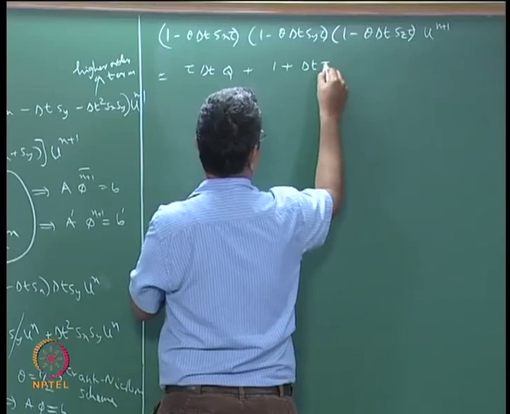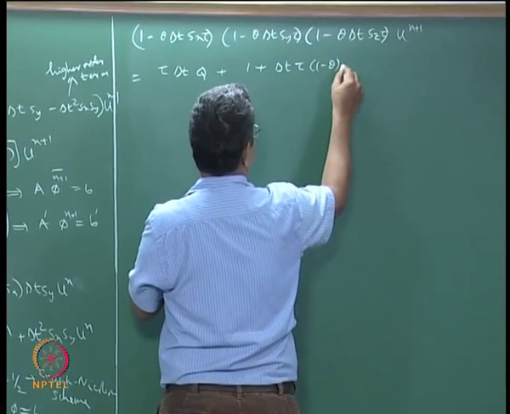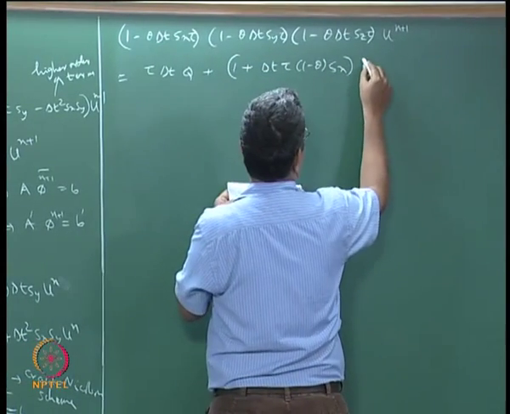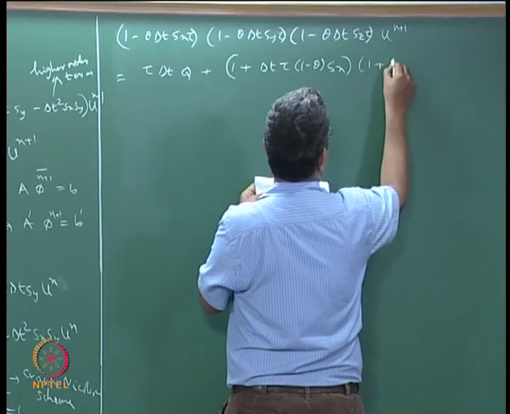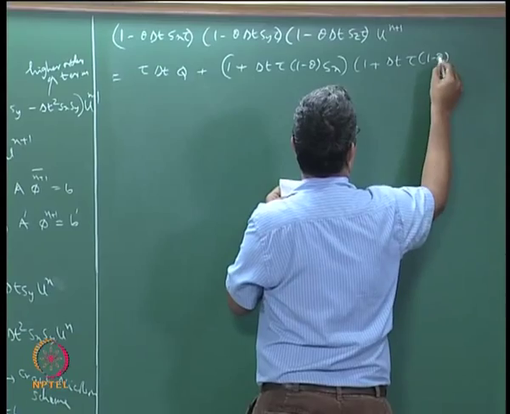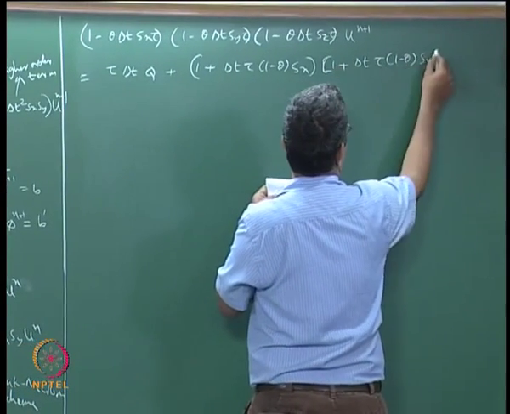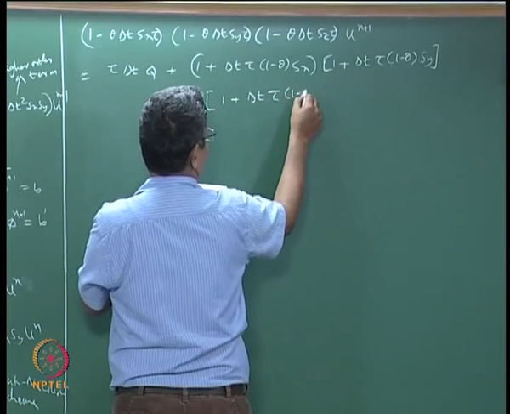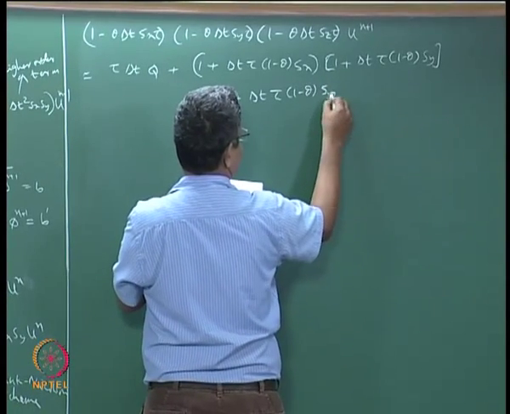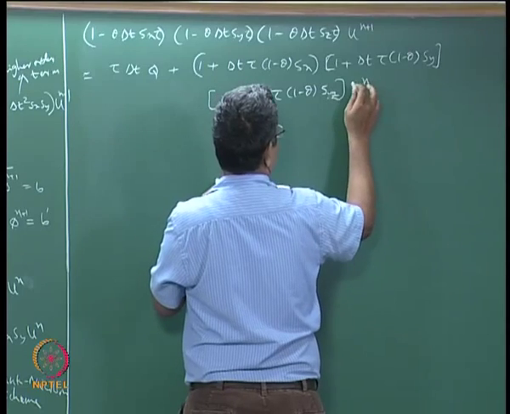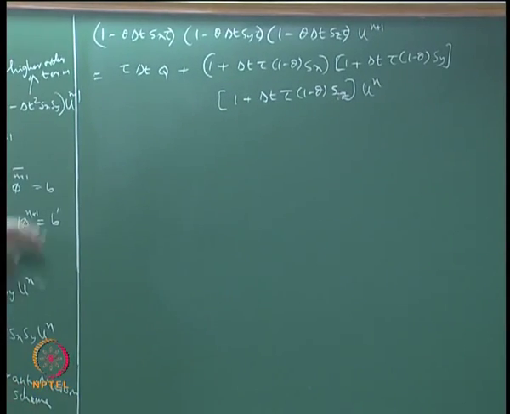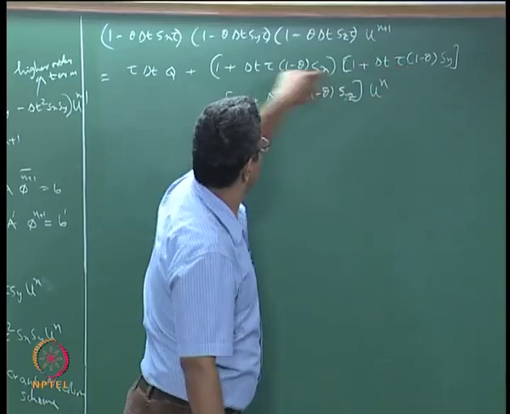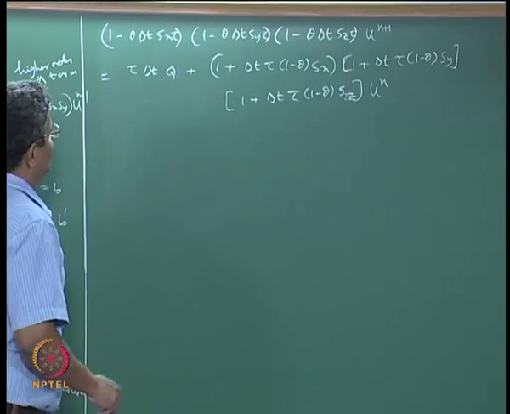(1 + Δt τ (1 - θ) Sx)(1 + Δt τ (1 - θ) Sy)(1 + Δt τ (1 - θ) Sz) u^n. So we can write this at n plus 1 in terms of this plus all the product of all these things in terms of u^n, and this tau is a parameter.